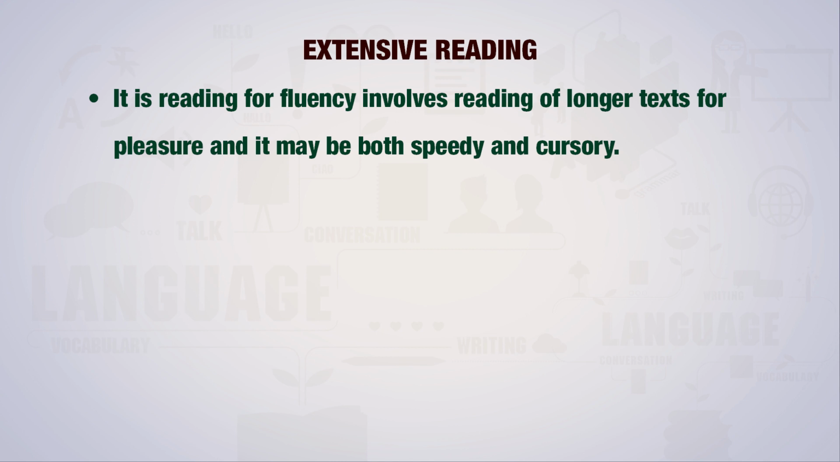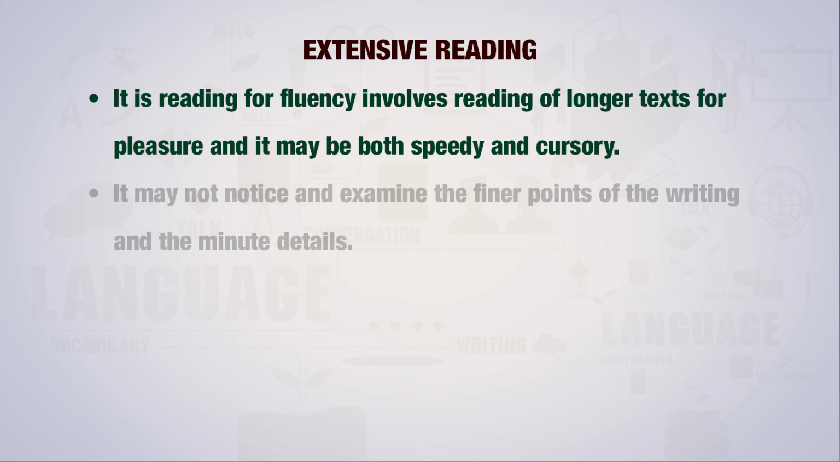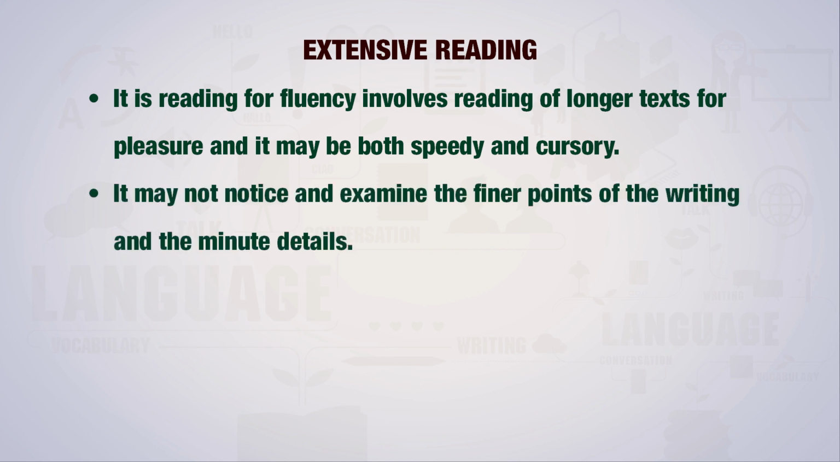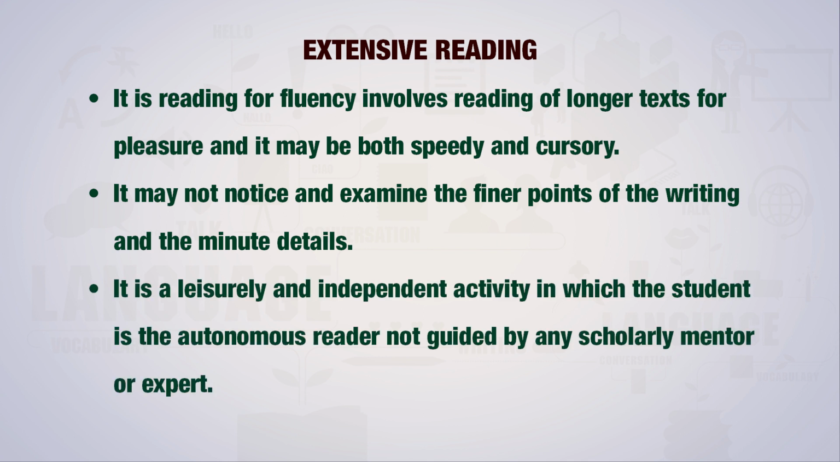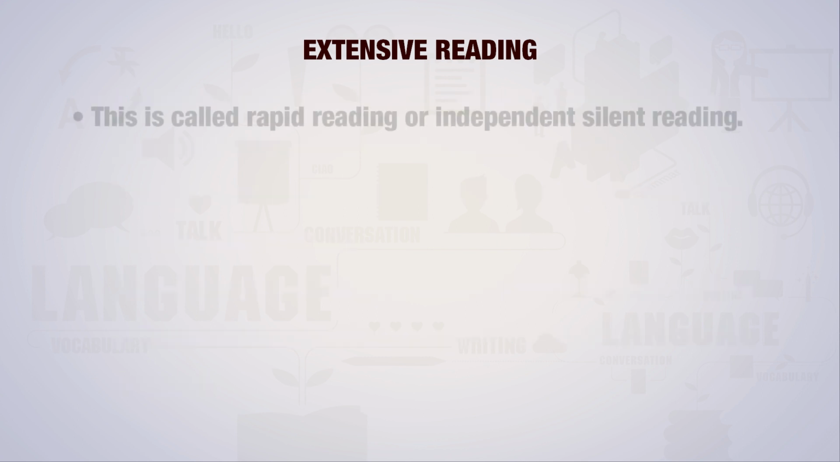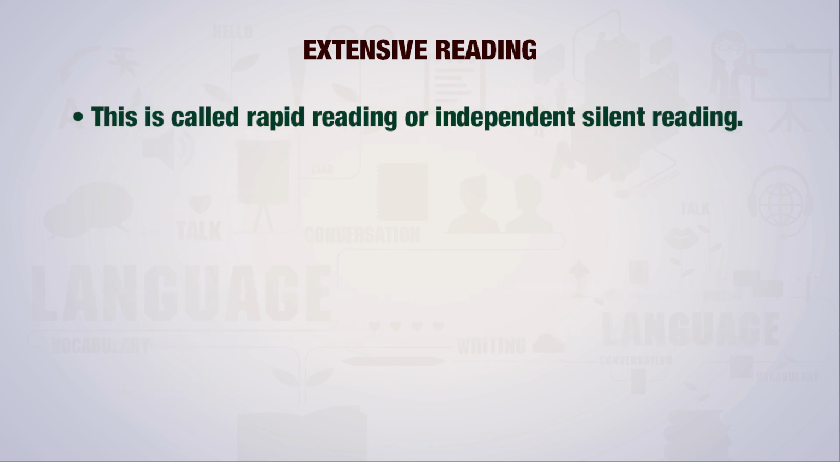Extensive reading or reading for fluency involves the reading of longer texts for pleasure, and it may be both speedy and cursory. It may not notice and examine the finer points of the writing and the minute details. It is a leisurely and independent activity in which the student is the autonomous reader and is not guided by any scholarly mentor or expert. He can read on his own, at his own time and his own pace. This is called rapid reading or independent and silent reading.